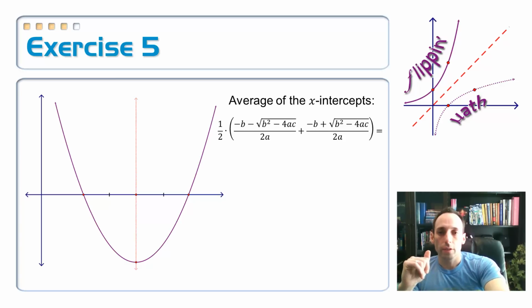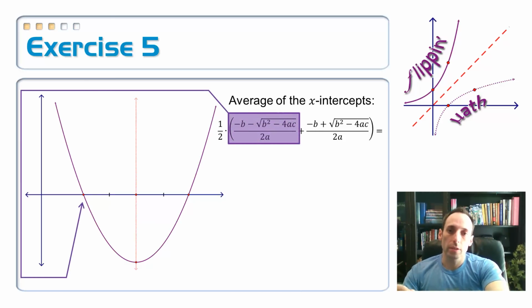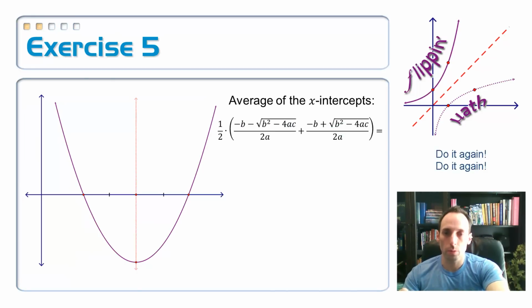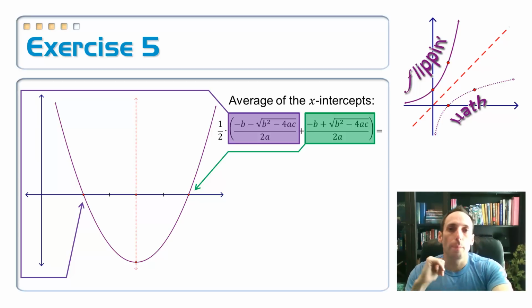So one of the x-intercepts is negative b minus the square root of blah, blah, blah over 2a. And then the other one, the one that's on the right-hand side, is negative b plus the square root of blah, blah, blah over 2a. Okay, and it's the average because I'm adding them together and I'm taking half of that.